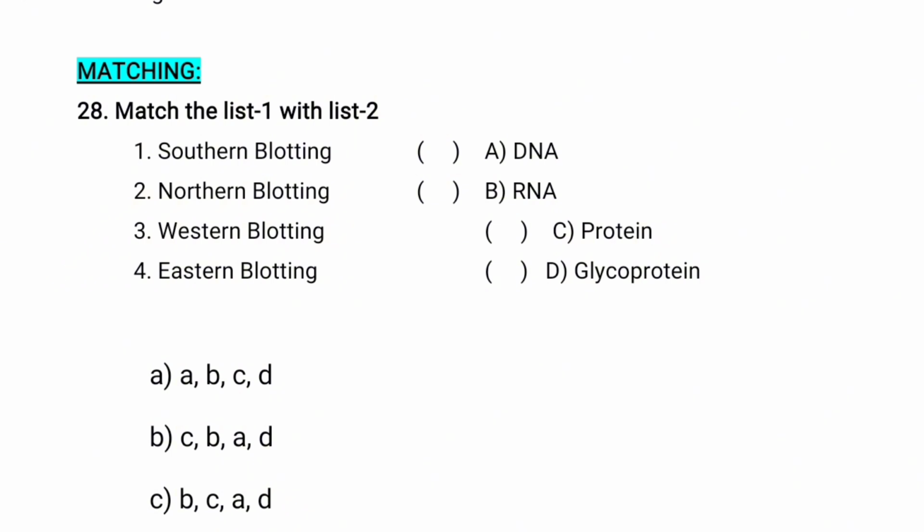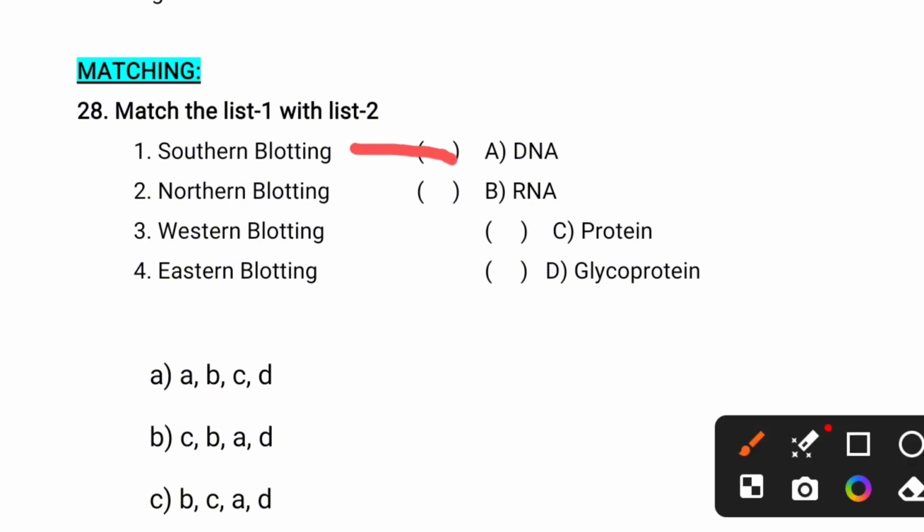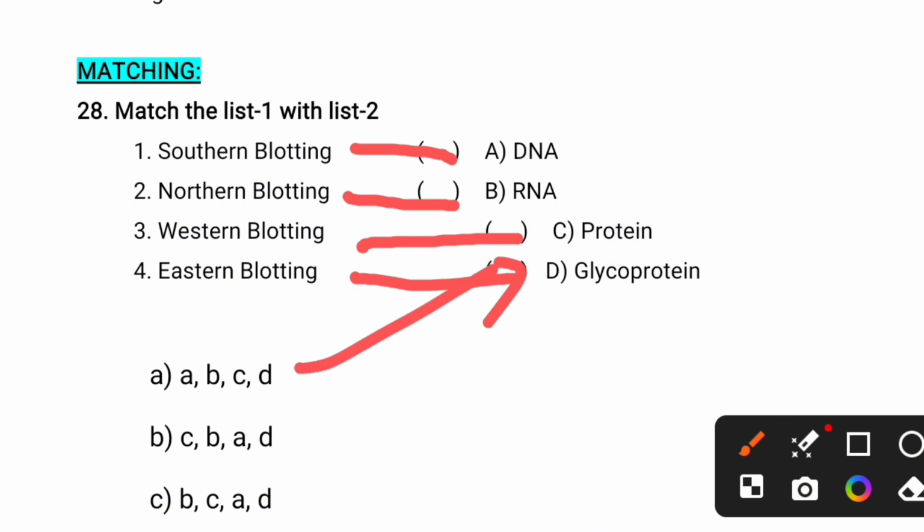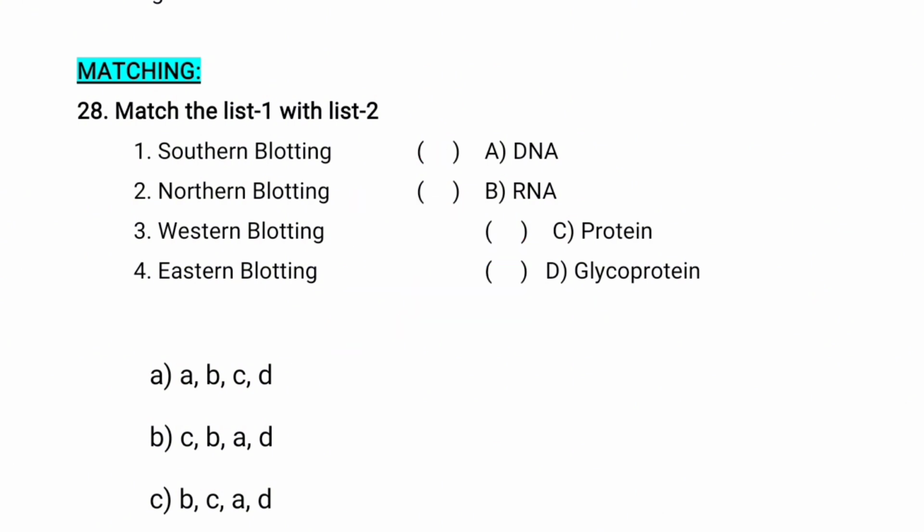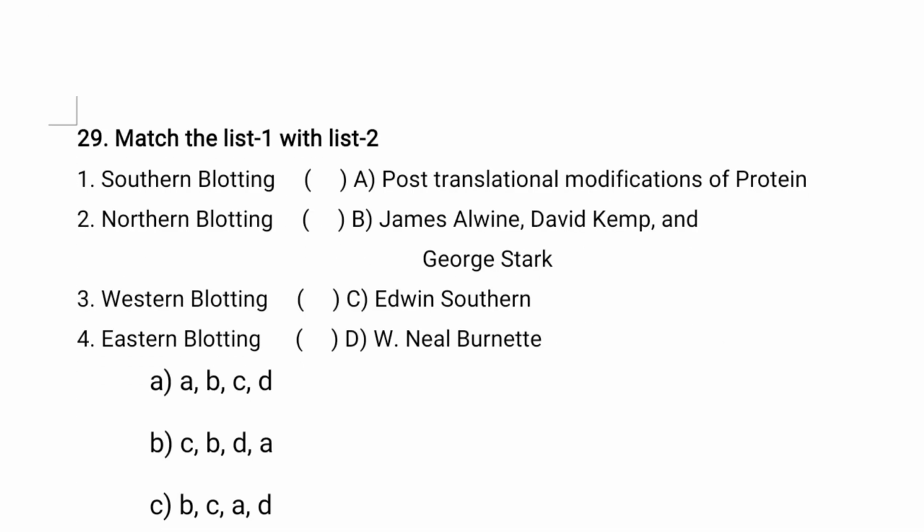They are matching type. Here you have to match list 1 with list 2. So I'm going to give you the question first. Blotting techniques are given. Southern blotting is used to detect the DNA. Northern blotting is used to detect the RNA. Western blotting is used to detect the protein, and Eastern blotting is used to detect the glycoprotein. So the correct answer is A, B, C, D. Let's see the next question.